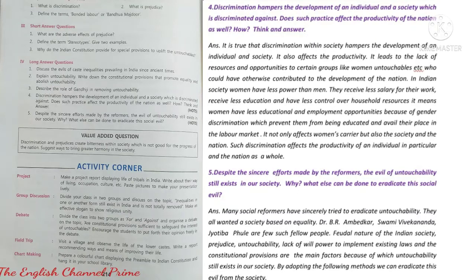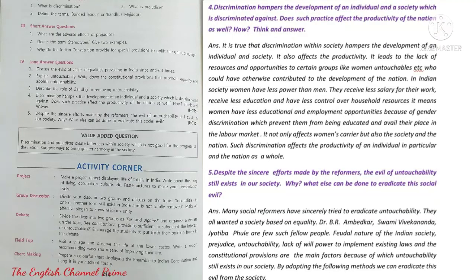Done, children? Fifth question. Despite the sincere efforts made by the reformers, the evil of untouchability still exists in our society. Why? What else can be done to eradicate this social evil? Answer: many social reformers have sincerely tried to eradicate untouchability. They all wanted a society based on equality. Dr. B.R. Ambedkar, Swami Vivekananda, and Jyotiba Phule are a few such people.